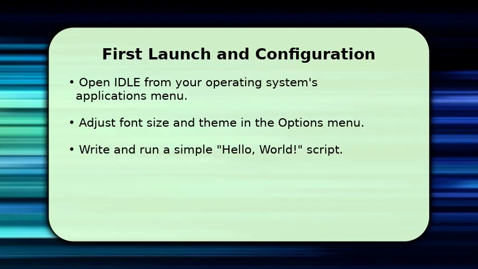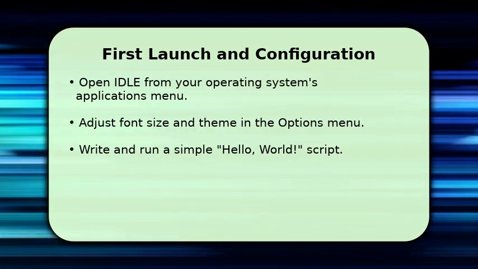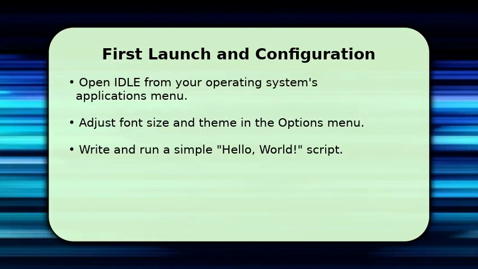Before you start coding, consider customizing your environment. Go to the Options menu, then Configure IDLE to adjust settings like font size, font type, and color theme to your preference. To test it out, type print("hello world") into the shell and press Enter. This confirms your setup is working correctly.